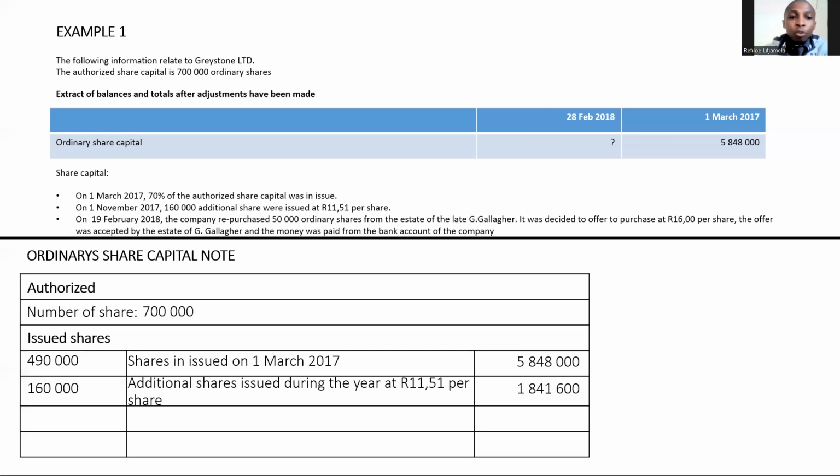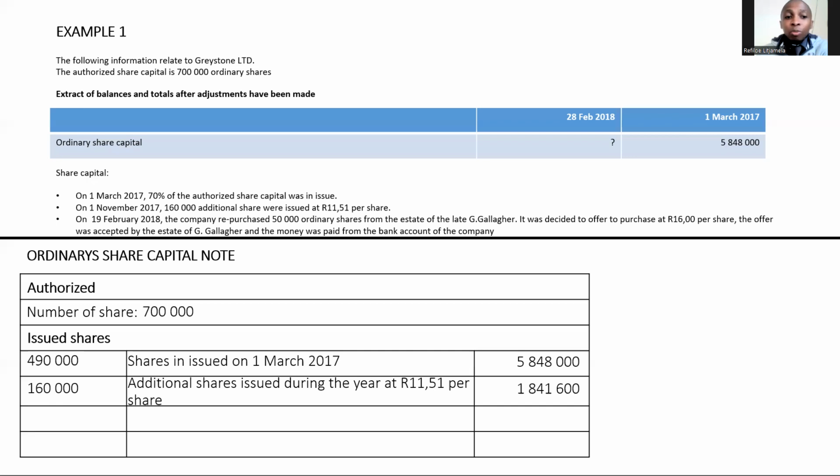And then it says on the 19th of February 2018, the company repurchased. To repurchase means you're buying back the shares, which will reduce your share capital. But remember, your share capital will decrease at original cost. And when we have issued so many shares, we do not know what the original cost of each share is. That's why we have to calculate the average of the shares just before the buyback. Please note that this is the share capital just before the buyback. Those are the number of shares just before the buyback.